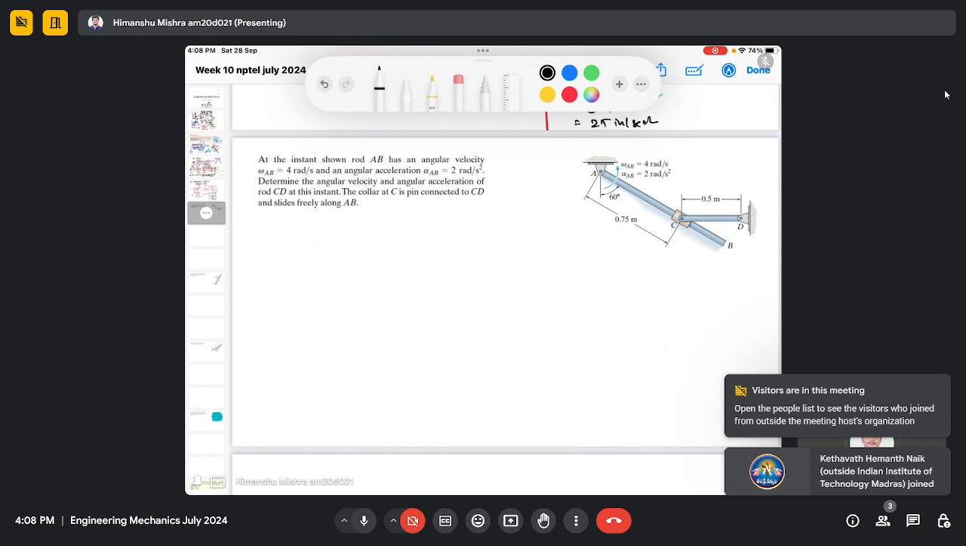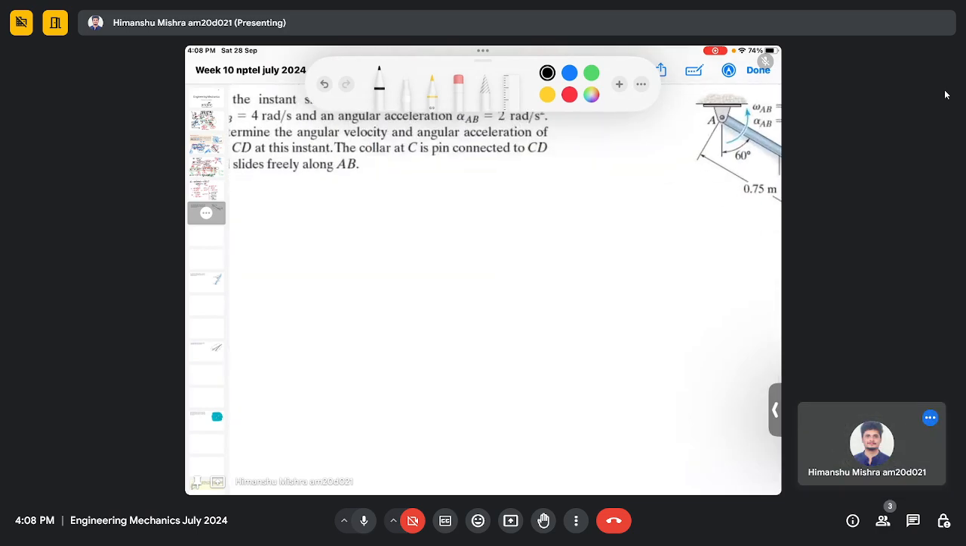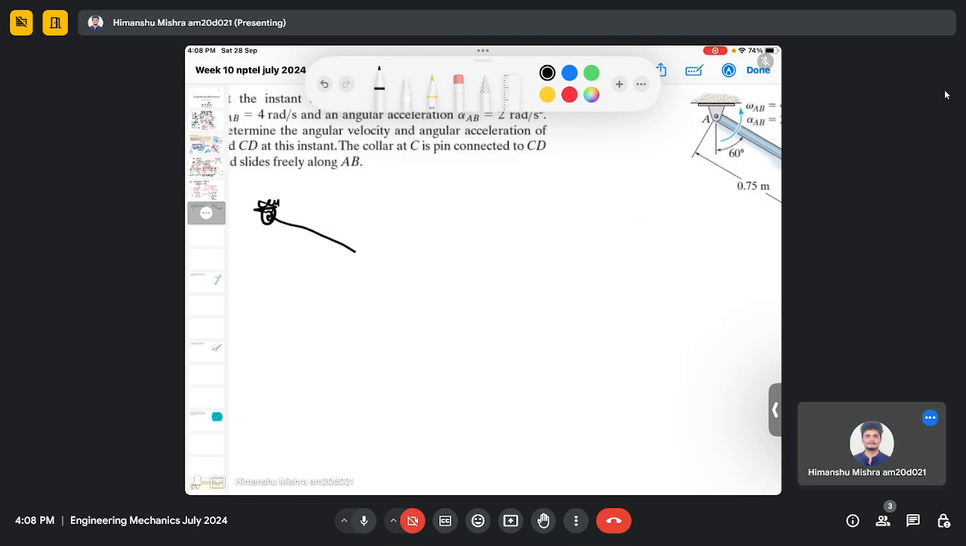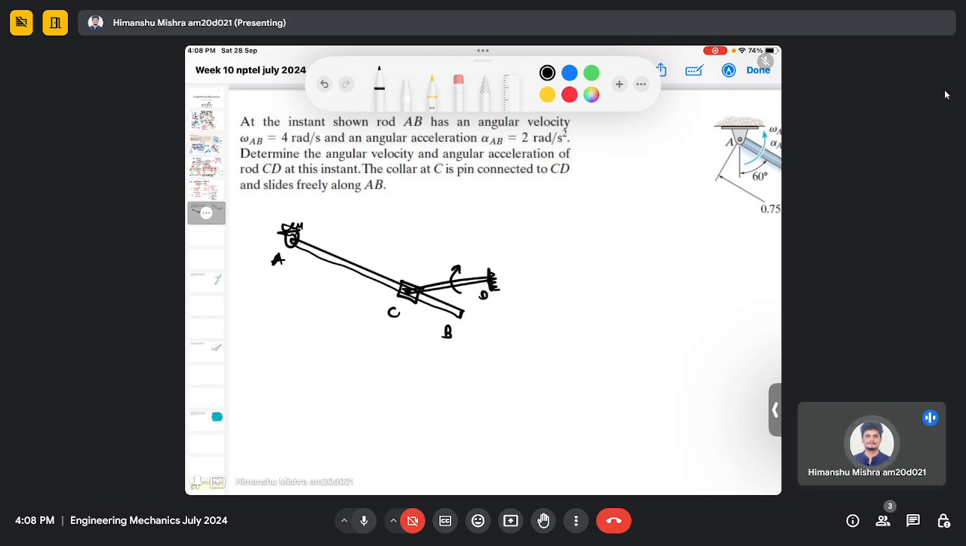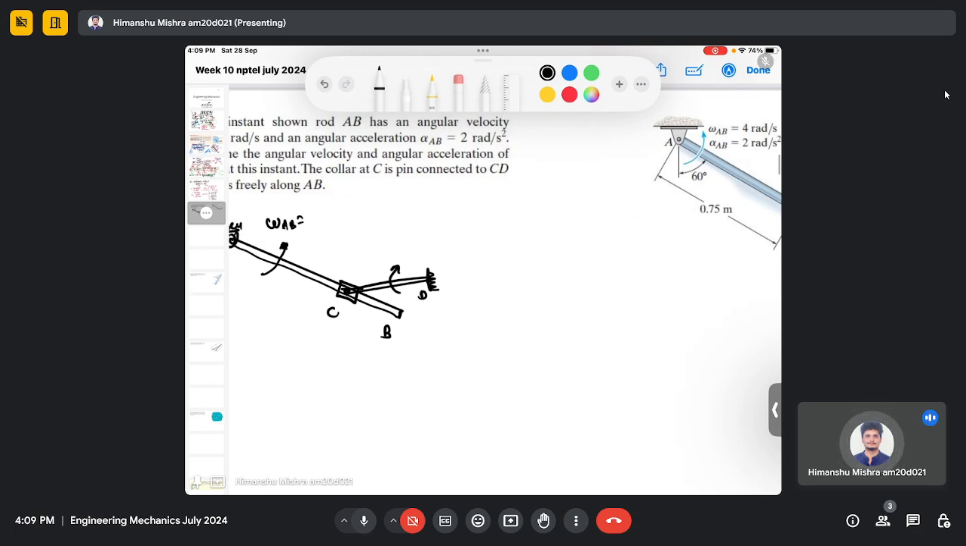So first let's make a schematic diagram here. Right, so this is my rod A, B, and this is C, and this is D. Right, now CD is rotating with some angular velocity that we need to find, and it also has some angular acceleration. And my rod AB is also rotating with some angular velocity and angular acceleration. So the angular velocity is 4 rad per second and angular acceleration is 2 rad per second square.